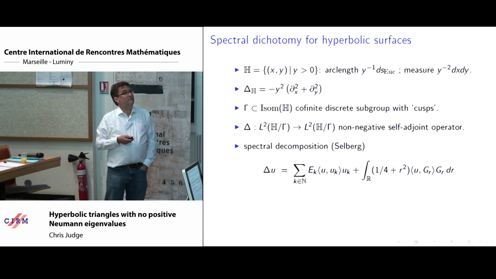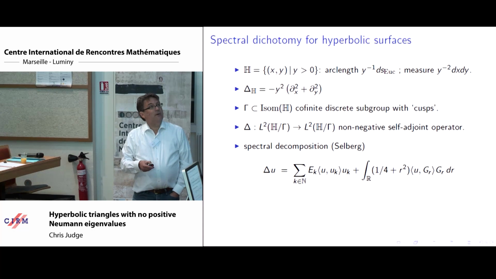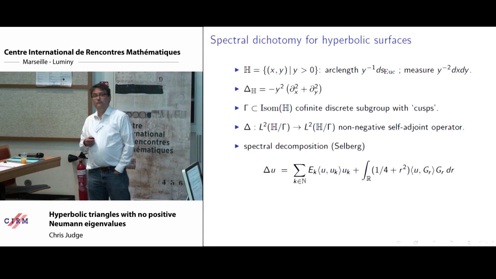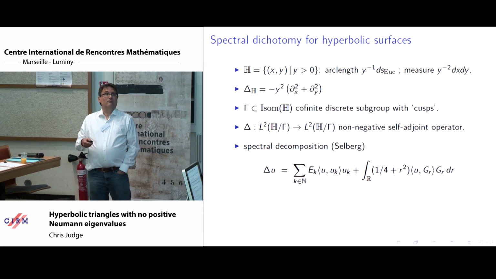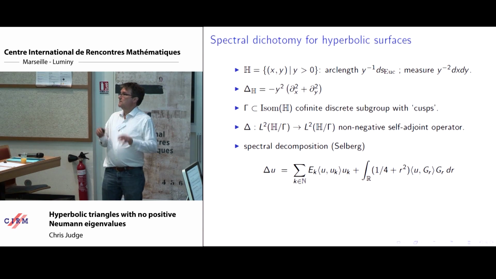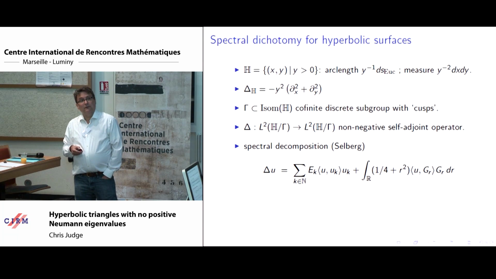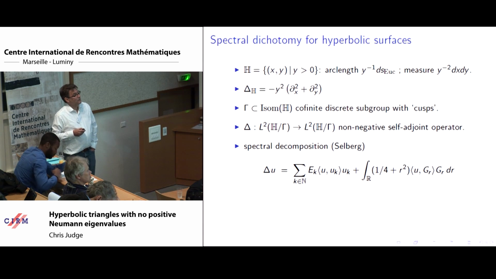And you get this funny spectral decomposition, which goes back to Selberg, which says that you have some L2 eigenvalues in general, and you do have them in some cases, plus some other part which involves what are so-called Eisenstein series. There are some generalized eigenfunctions here that are responsible for the continuous spectrum.